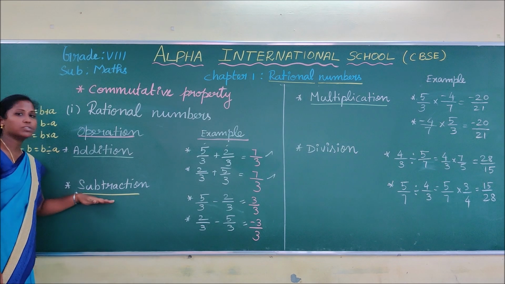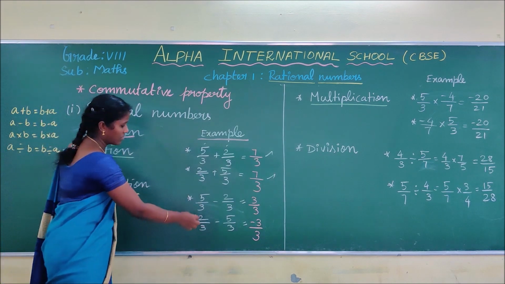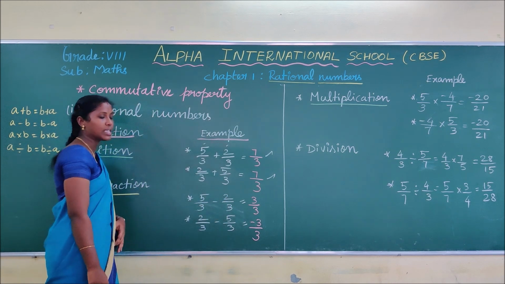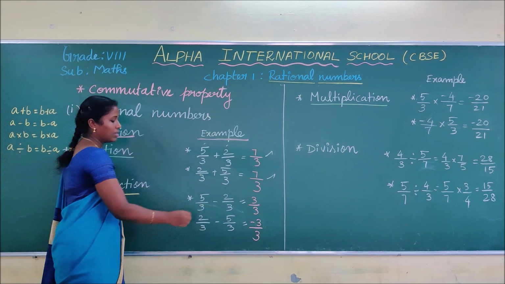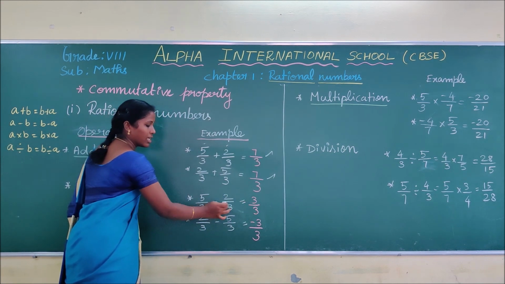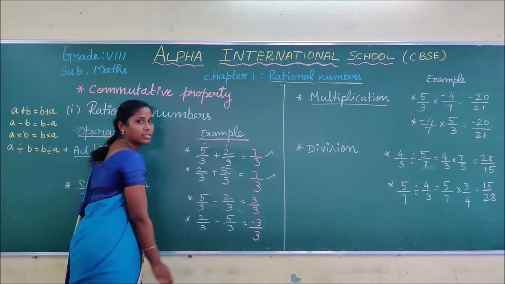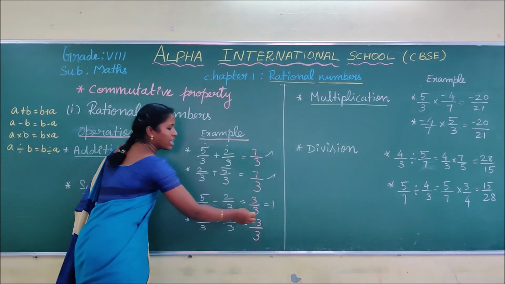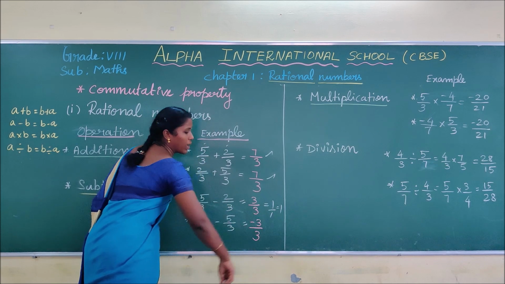Next, we are going to subtract. 5 by 3 minus 2 by 3. We are subtracting two rational numbers. So here, the result is 5 minus 2, 3. And the denominators are the same, so 3. So what is the value of 3 by 3? It is 1. We can write it as 1 by 1 or 1.